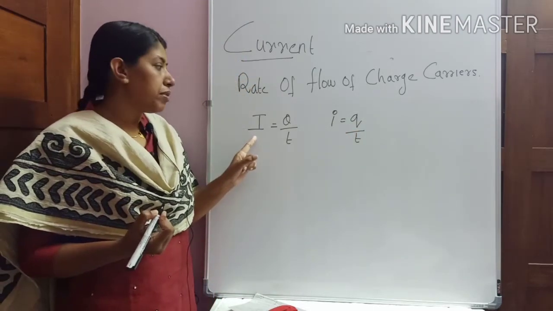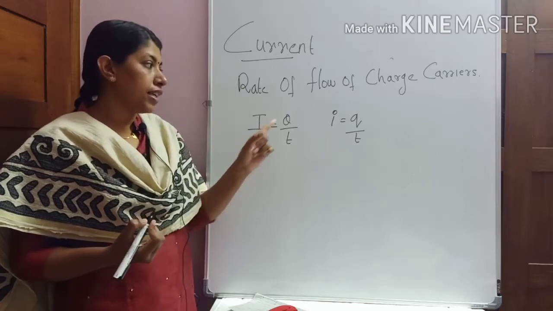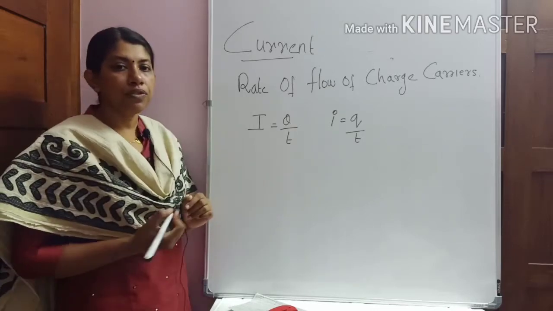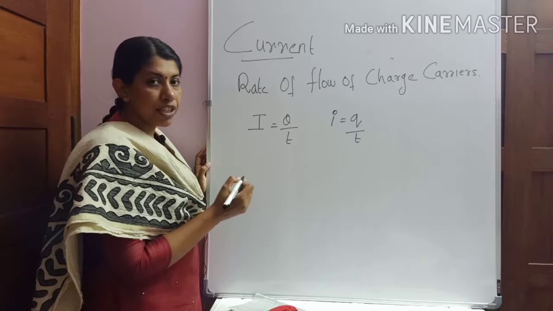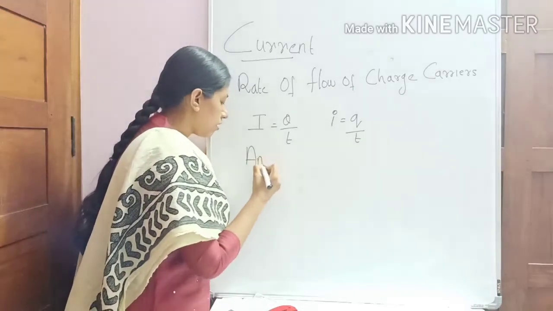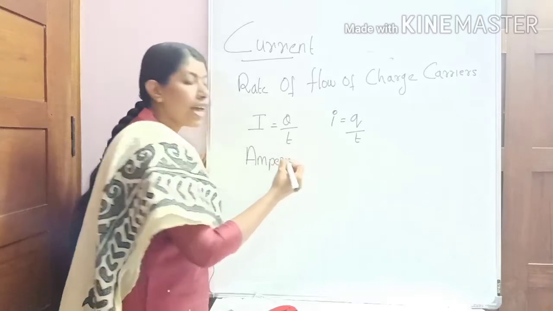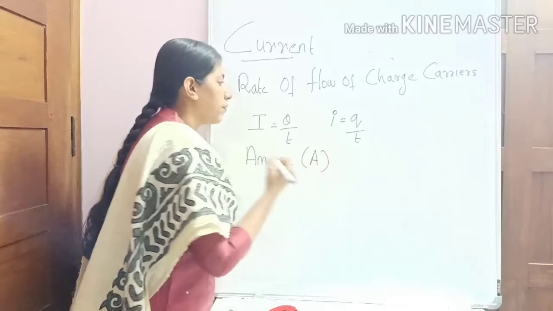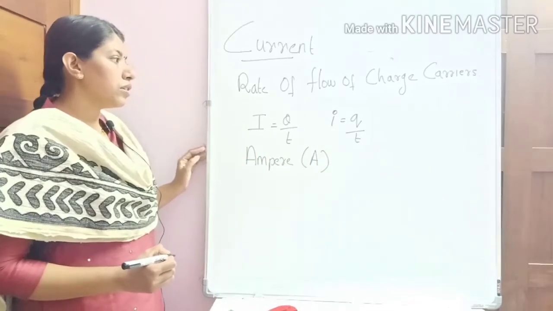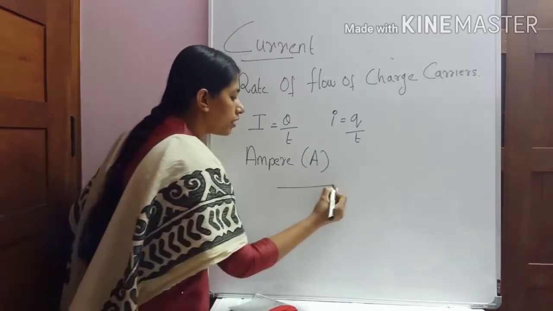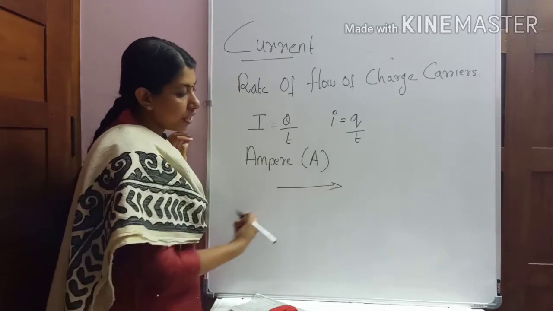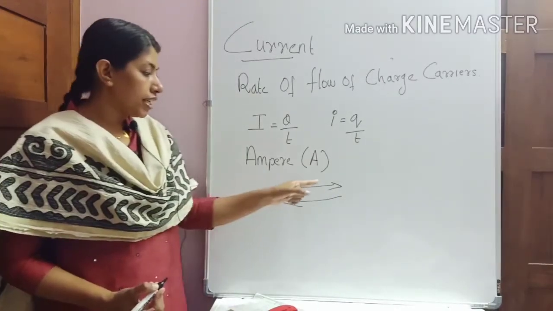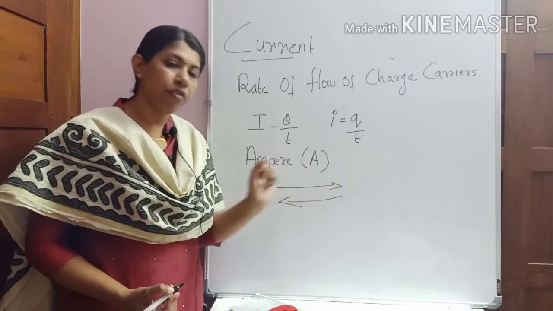All the DC values will be represented by capital letter I, and AC values will be represented by small letter i. The unit of current is amperes, and it is represented by capital letter A. Suppose the electrons are moving in this direction, then the direction of the current will be taken as opposite to the direction of the movement of electrons.